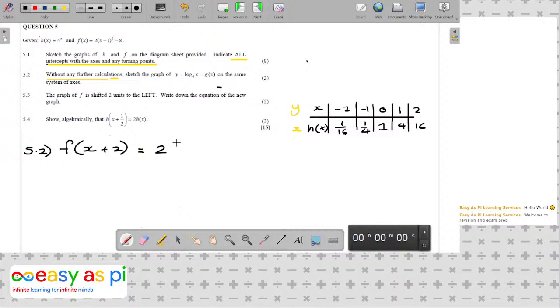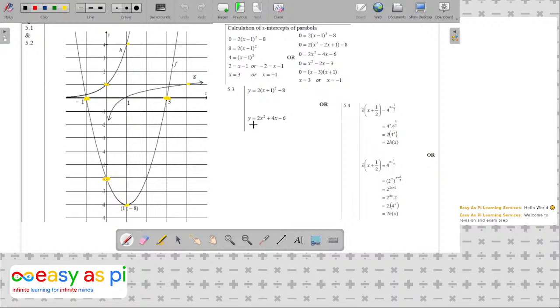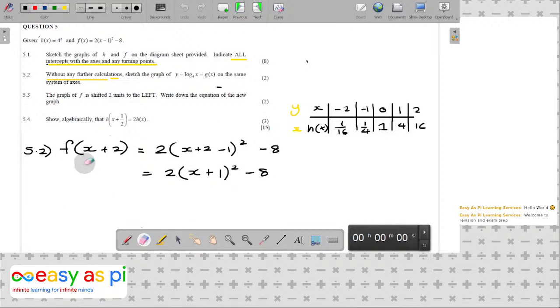So then this becomes 2 into x plus 2 minus 1, squared, minus 8. And of course that then becomes 2 into x plus 2 minus 1, so that becomes x plus 1, squared, minus 8. And that is my answer for this part of the question. Right, so you can see that it becomes 2 into x plus 1, squared, minus 8. So that's nice and easy.